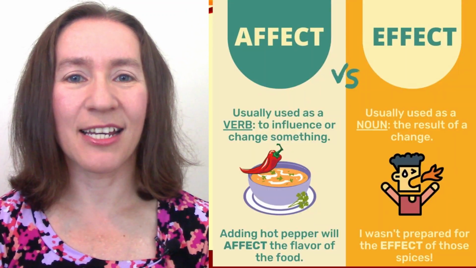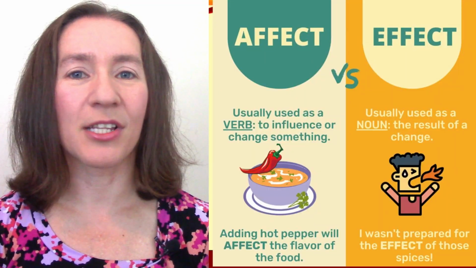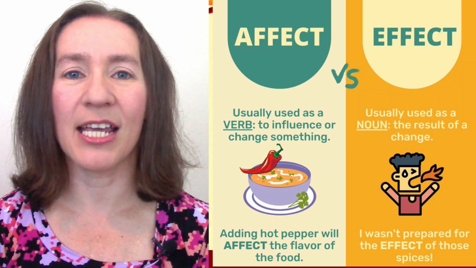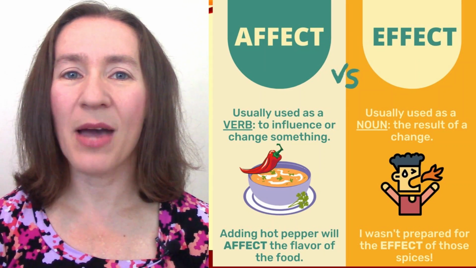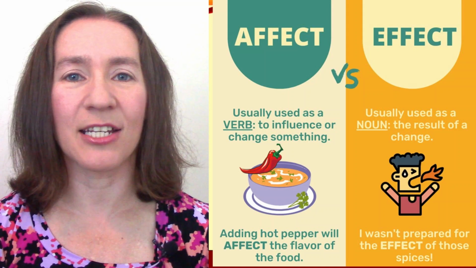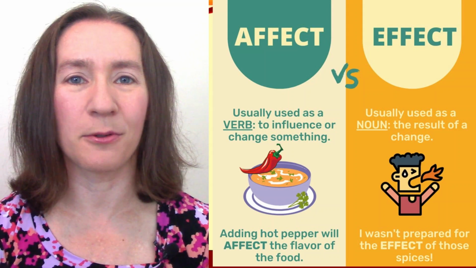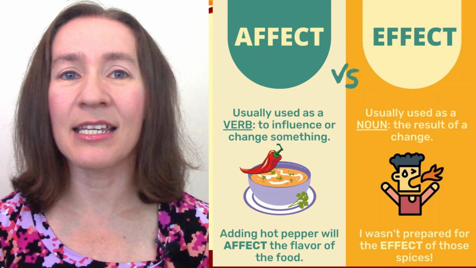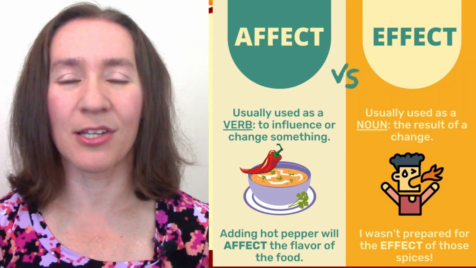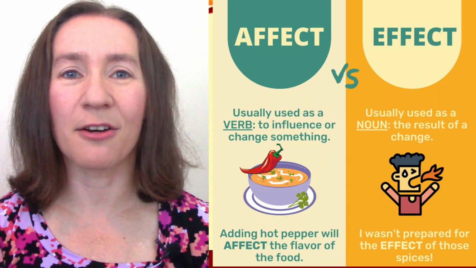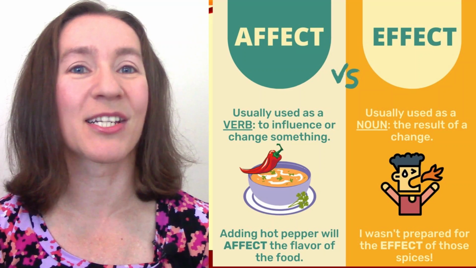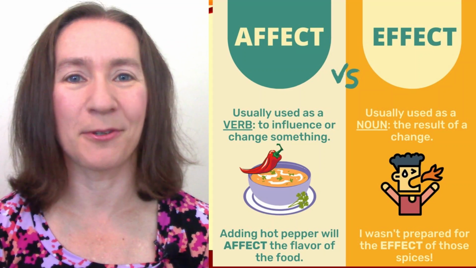So a little summary here. Affect with an A is usually a verb to influence or change something. Adding hot pepper will affect, it will change, it will influence the flavor of the food. And effect with an E is usually a noun, meaning result. Whew! I wasn't prepared for the effect of those spices, the result of adding the spices to the food.